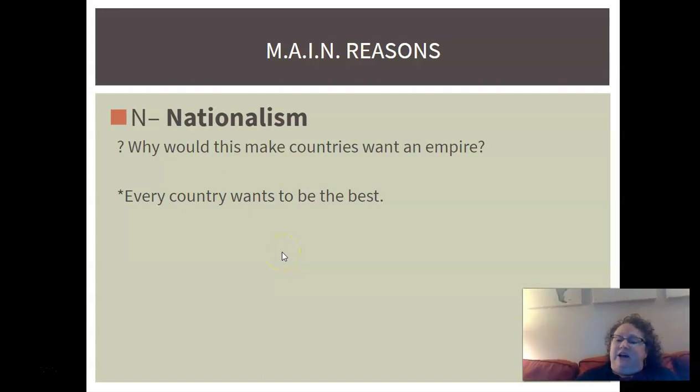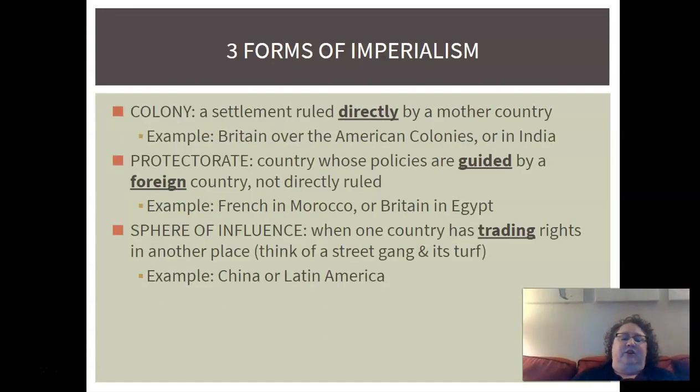Now, once these countries, like the British and the French, get into a place, what do they do? So there's organization for how things are set up. There's three types of imperialism. There's a colony, a protectorate, and a sphere of influence. Now, you want to make sure that you're going to write down not only the definition, but an example of each. So let's start with the colony.